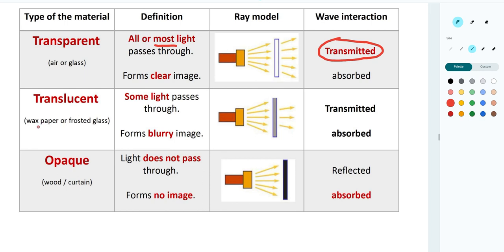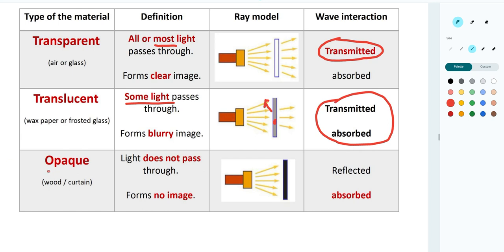Translucent materials such as wax paper, frosted glass, sunglasses, tinted windows. These translucent materials are letting some light pass through. The images that form are going to be blurry or slightly different in color because of the translucent material. Remember, some light is also going to be reflected here. Some light is going to be absorbed and stay in the object, but we're going to have transmission, absorption, and reflection with this translucent object, and we saw that in the video.